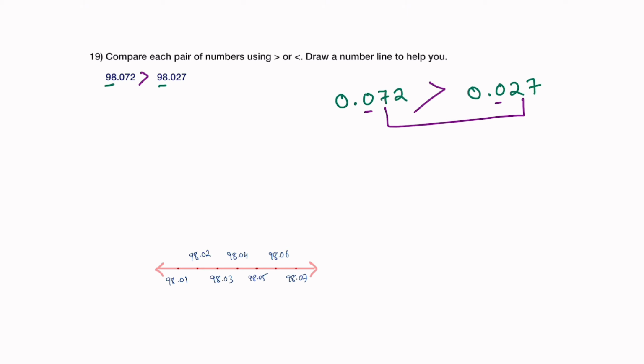Now even if you look at the number line here, 98.01, 98.02, and likewise I've gone up to 98.07, and 98.02 is here.